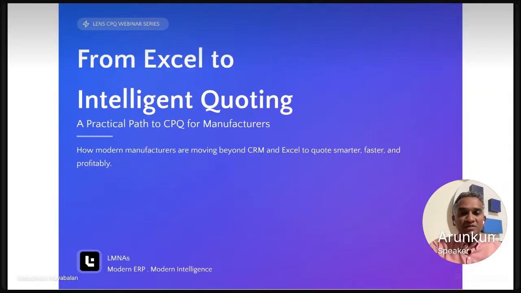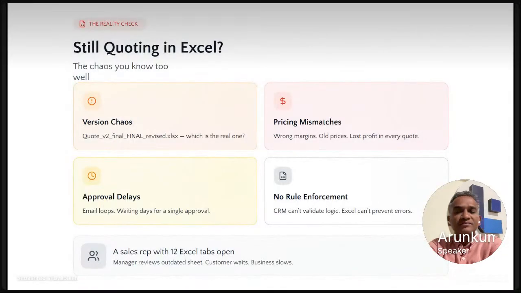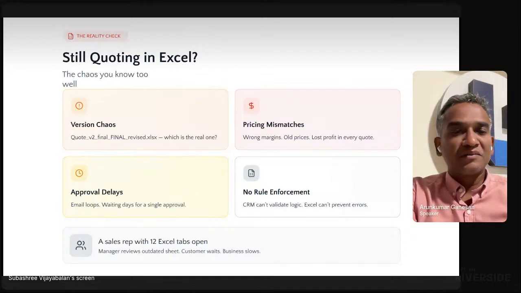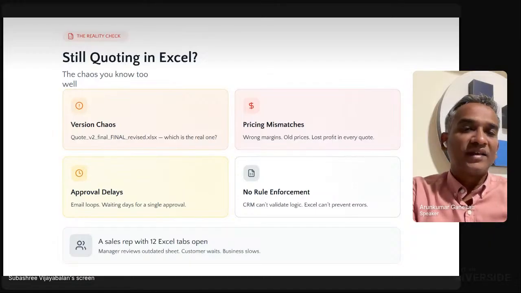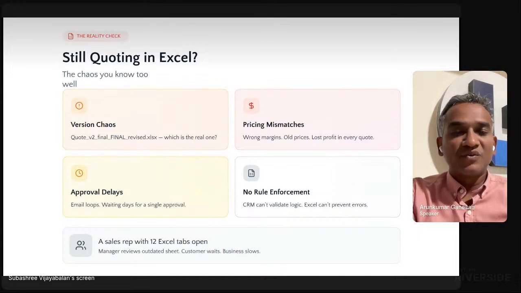So, moving on to the next slide. We find this pattern in almost not just smaller companies. From our experience interacting with various different companies, we still find a lot of people quoting in Excel, especially for engineer-to-order scenarios. So what does this actually do? We have a lot of versions of Excel. You could find files like quotation V2, final, and revised, so we don't know which to refer to.